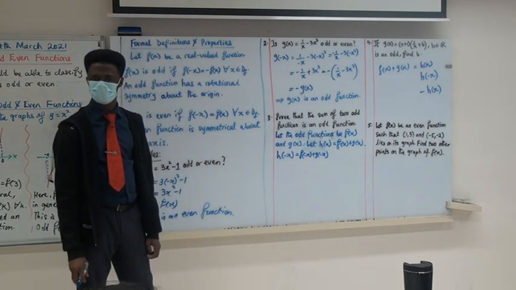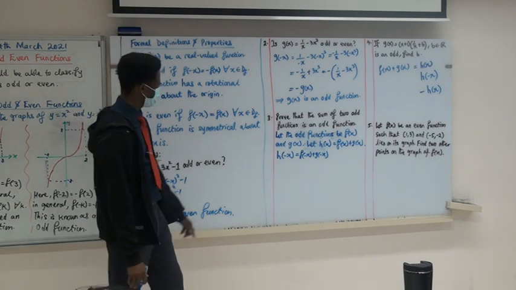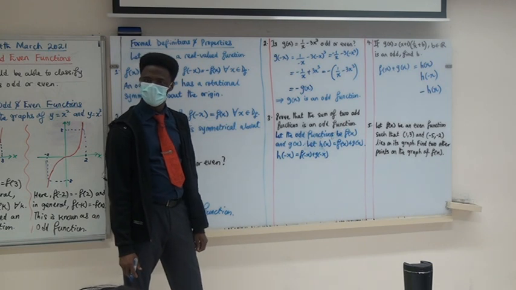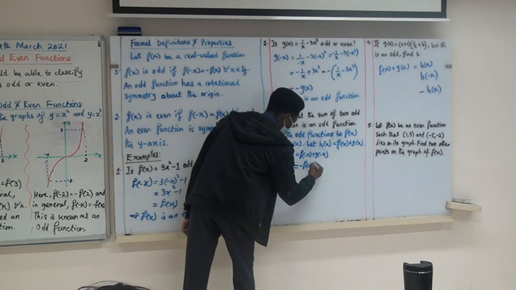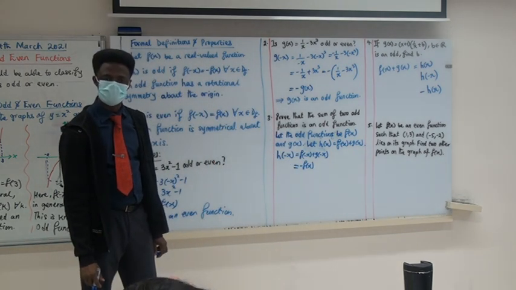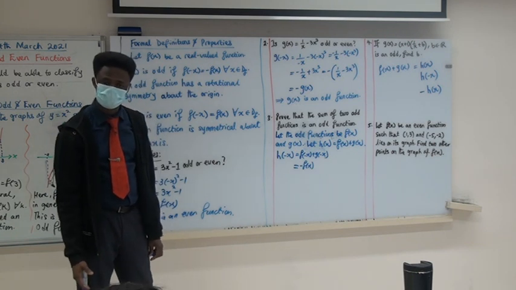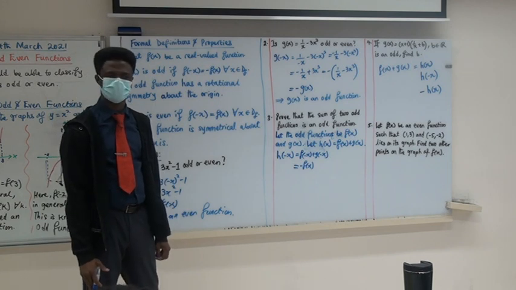It's not so hard. What do we know about f of minus x? It is equal to negative f. Why is that? Because it is an odd function. Because what is an odd function? No, because f of x is an odd function. Say it clearly, because f of x is an odd function.